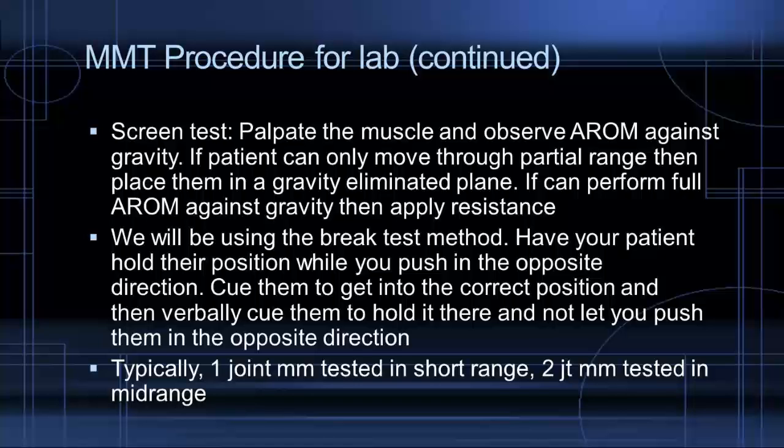So we're going to be using the brake test method, like I said. So you're going to have your patient hold their position while you push in the opposite direction. You're going to cue them to get into the correct position, and then you're going to verbally cue them to hold it there and not let you push them in the opposite direction. So sometimes you can do different verbal cues, and we can try out different ones in lab. You can decide which ones you like the best. Most of the time what I say is, okay, hold your leg straight, don't let me push you down. Or hold your arm, don't let me push you down. Or some people will say, try to resist me.